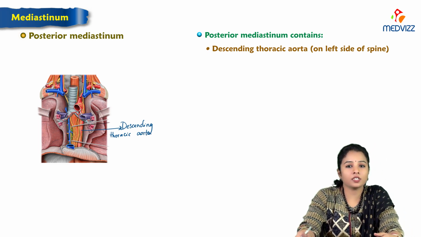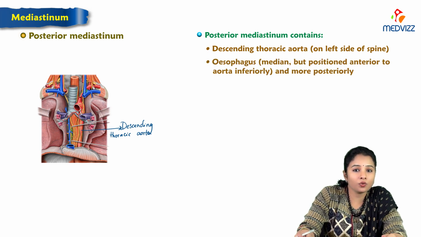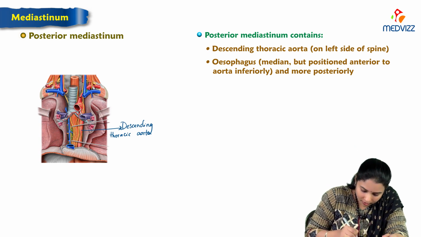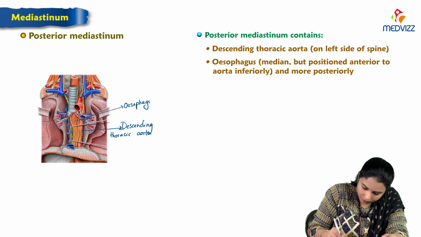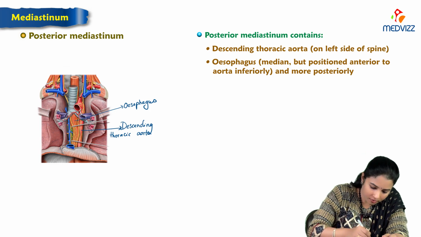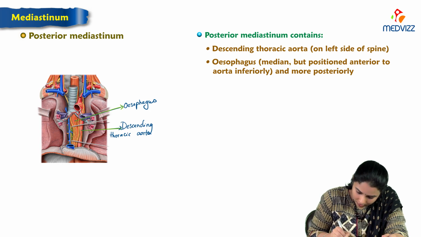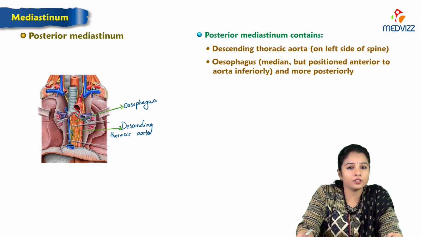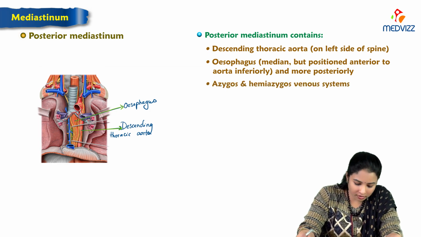So descending thoracic aorta on the left side of the spine, and the esophagus, the median but positioned anterior to the aorta. So here is the esophagus, descending aorta. Then it is also related, more posteriorly, to the azygos and hemiazygos veins.